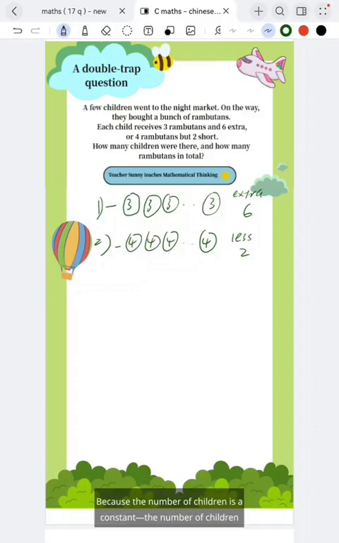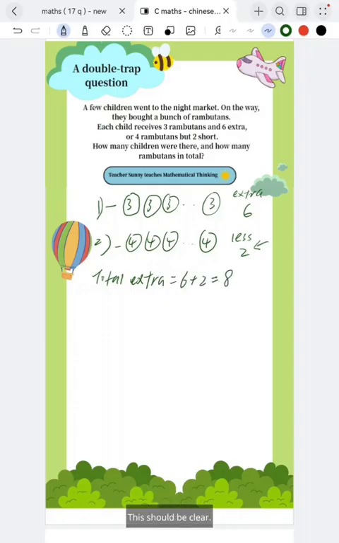Because the number of children is a constant, the number of children doesn't change. In other words, the number of children stays the same. No matter how many times you distribute, the number of children remains unchanged. So, in this situation, for the 2 that are missing, we need to find 2 more to make up for them. If we find 2 more to make up for the missing ones, then how many will we have in total? So in total, we will have 6 plus 2, which means 8 more in total. This should be clear. There are a total of 8 extra red feather arrows.